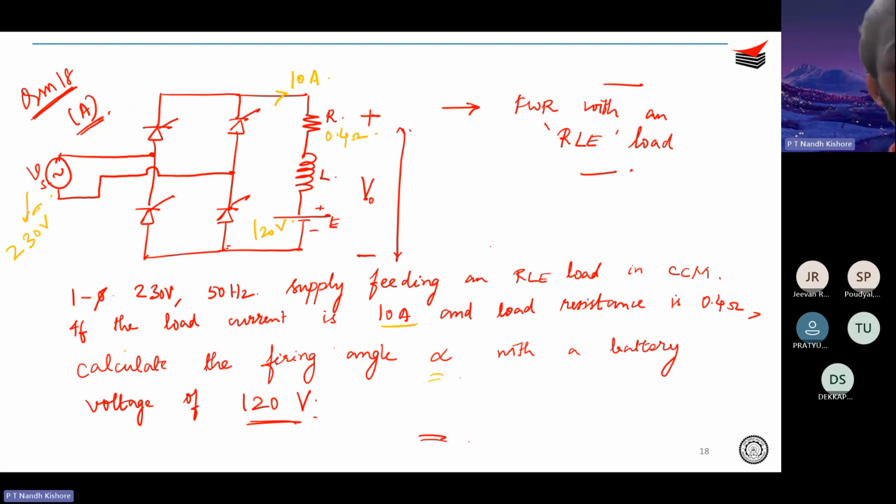Okay. But here we see that we have a single phase full wave rectifier, right? So what is the V naught in that case?